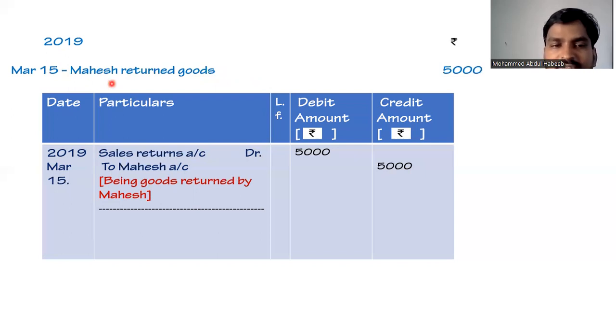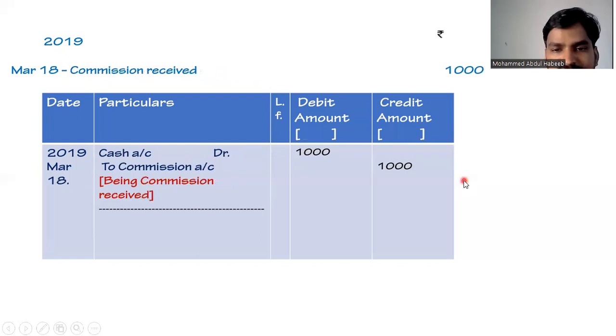Sales was an income, it was recorded on credit side. Now this is a transaction of sales return. This will be a decrease in income, so sales will be reduced by writing it on debit side as sales returns. And as Mahesh is the giver of the goods, the name of Mahesh will be credited, and the general entry becomes sales returns account debit 5,000 to Mahesh account 5,000, and the narration will be being goods returned by Mahesh.